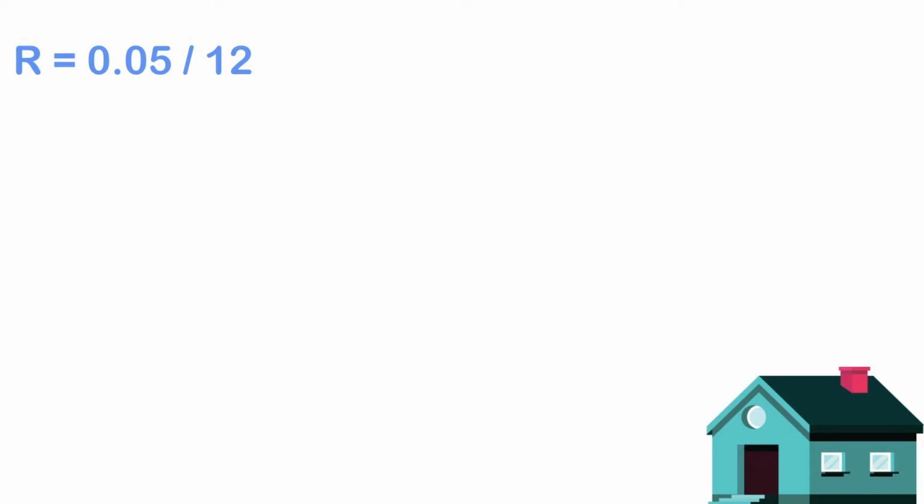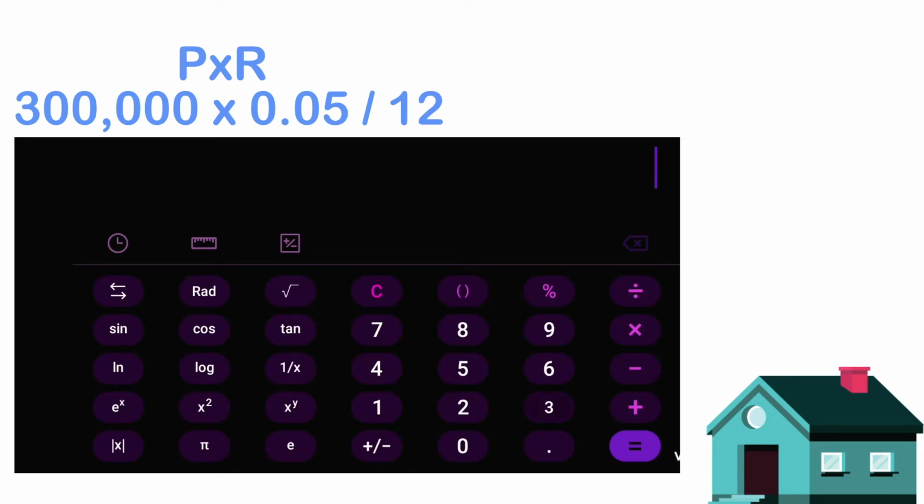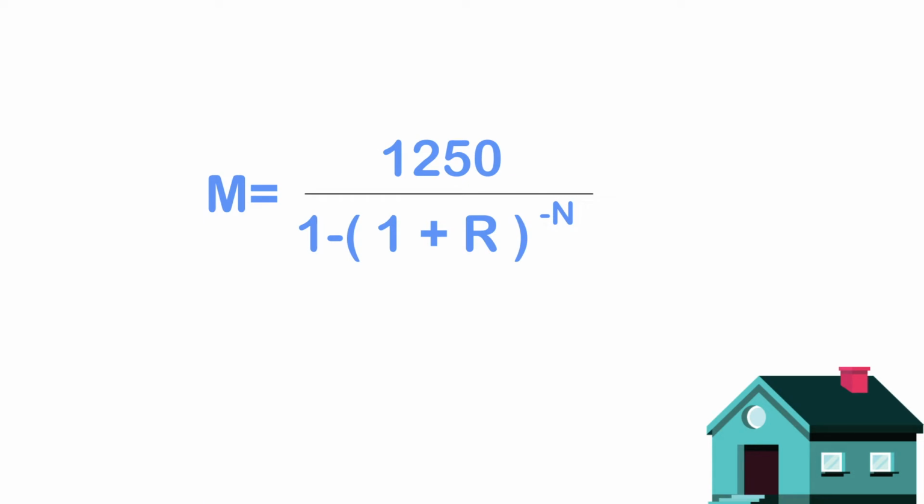Now we're ready to solve the top portion of this equation. In order to do that, we're going to take the principal or the mortgage amount and multiply that by R, which is 300,000 times 0.05 divided by 12, and that equals 1,250. Wow, we just figured out the top half of this equation. Now let's figure out the bottom half.